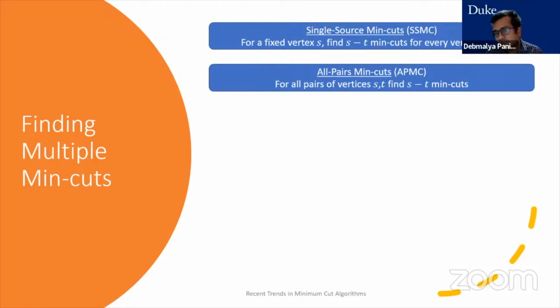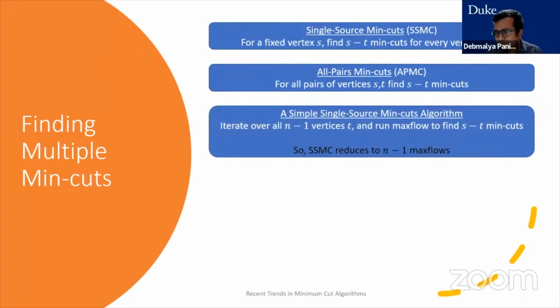Another problem that we are going to be interested in is a richer problem. So here we are not just interested in ST min cuts with a fixed source S, but we are actually interested in ST min cuts for all pairs of vertices S and T. Okay, so we want to find the minimum cuts for all pairs of vertices.